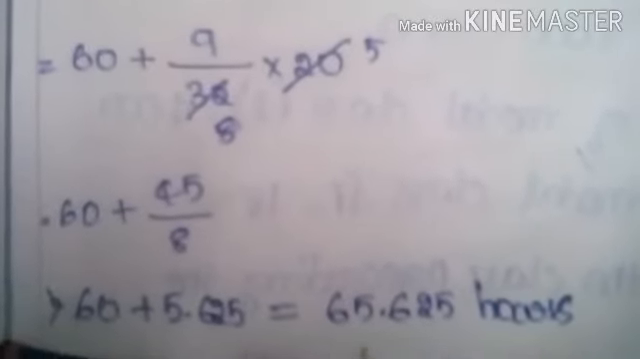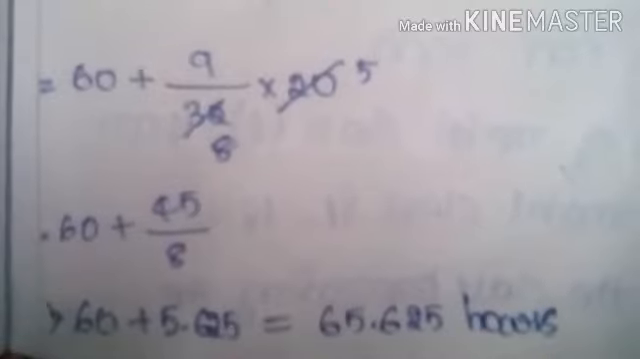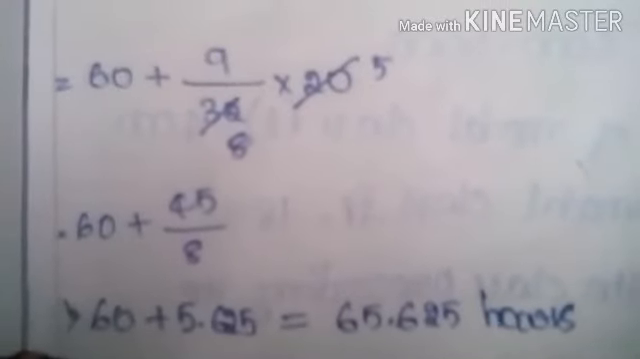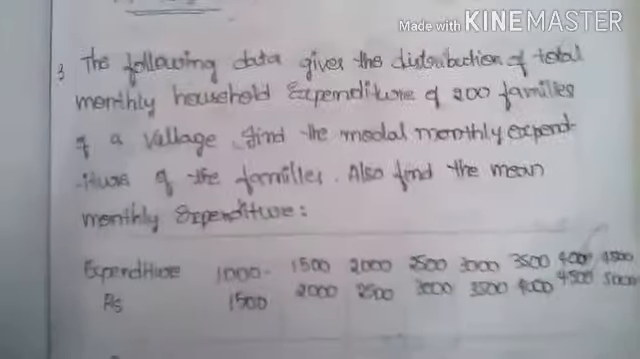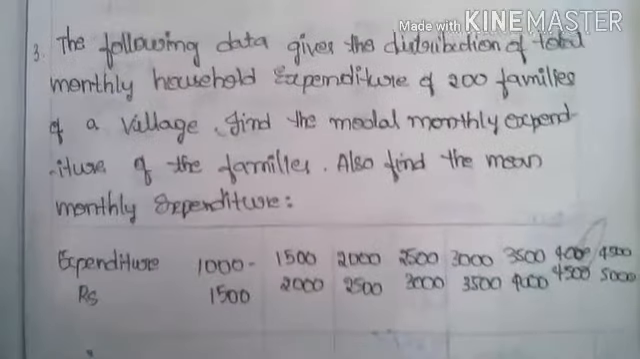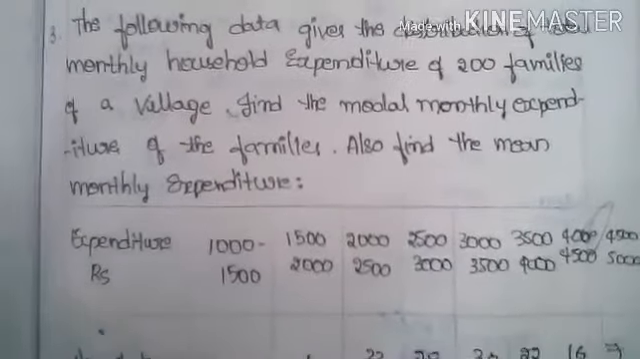So 45 is divisible by 8, 5.625 times. I'll get the final answer: 60 plus 5.625 is equal to 65.625 hours, which is the mode of the given data. So the fifth and sixth questions are the same model as we discussed in the previous question, the third question.